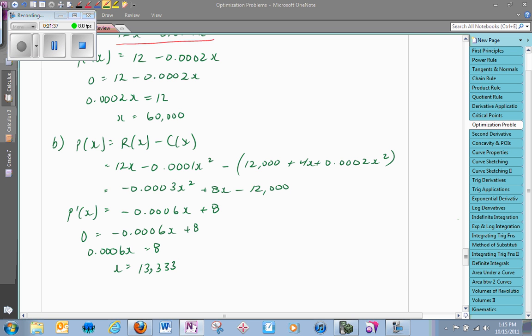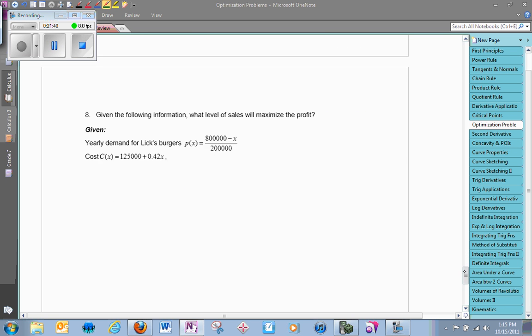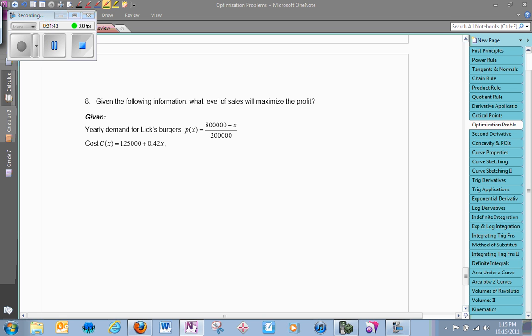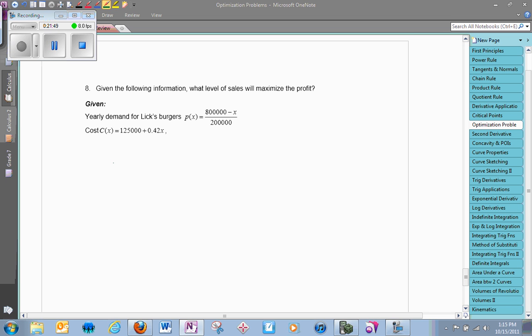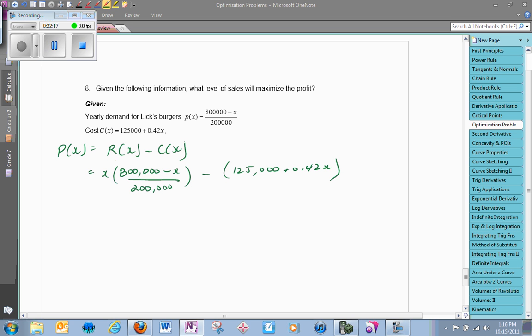Okay, last question of the day here. I've got a very similar question to what I had before. I want to maximize profit. I've got the price function, aka the demand function, and I've got the cost function. So let's start. Profit is equal to revenue minus cost. Revenue is number times price. So I've got revenue is number times price minus the cost, which gives me profit.